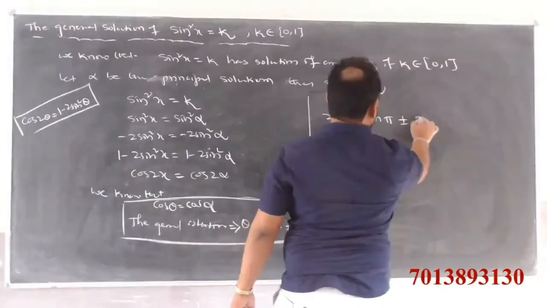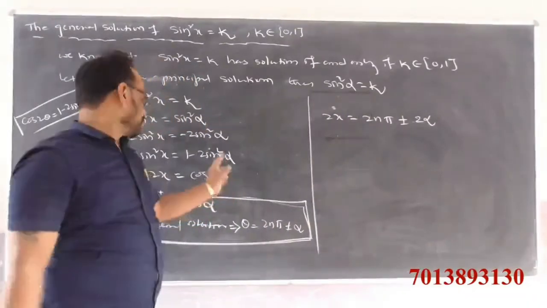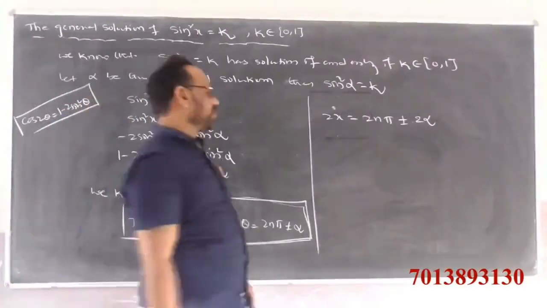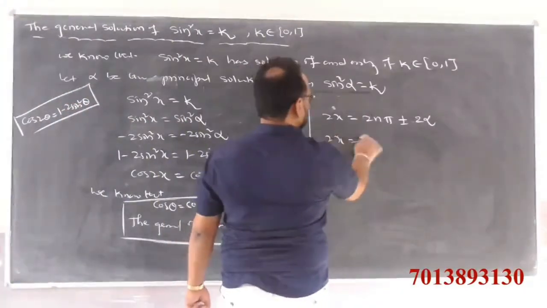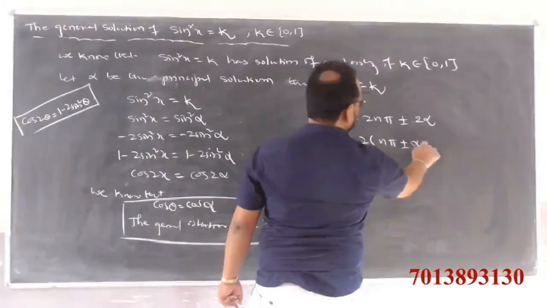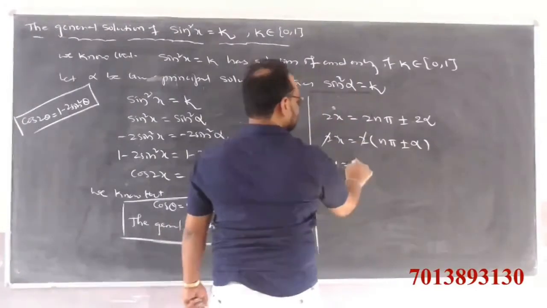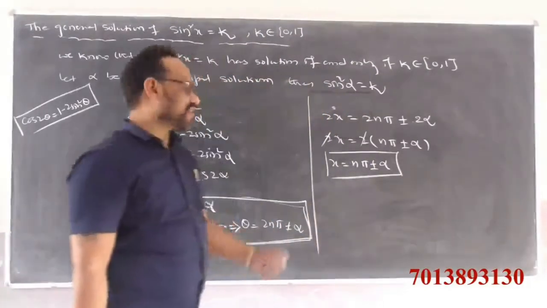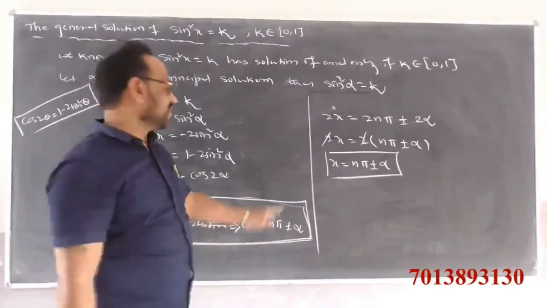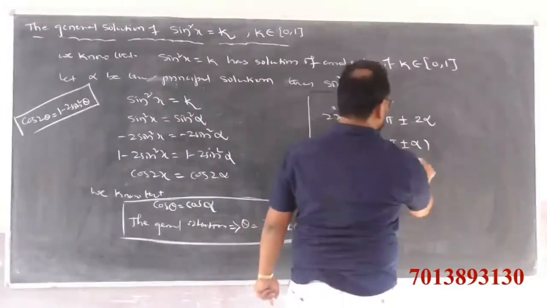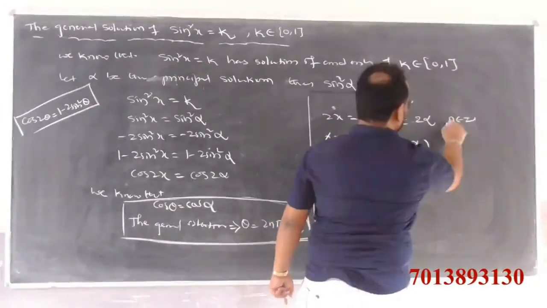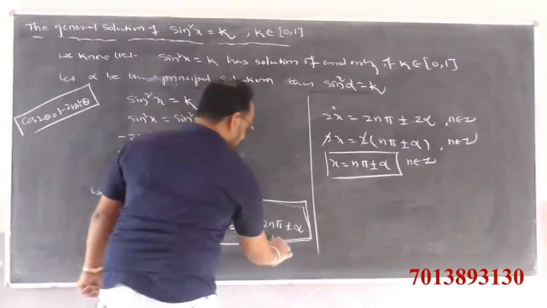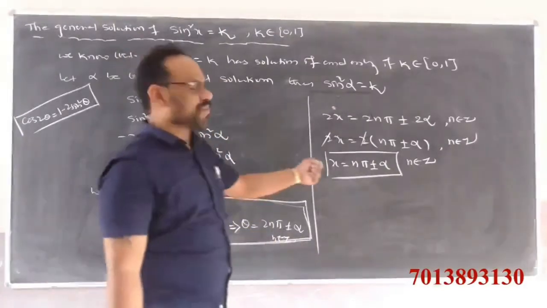Here we have 2 alpha, so 2x is equal to 2n pi plus or minus 2 alpha. If you take 2 common, 2x is equal to 2 times n pi plus or minus alpha. The 2 gets cancelled, so x is equal to n pi plus or minus alpha, where n belongs to Z.